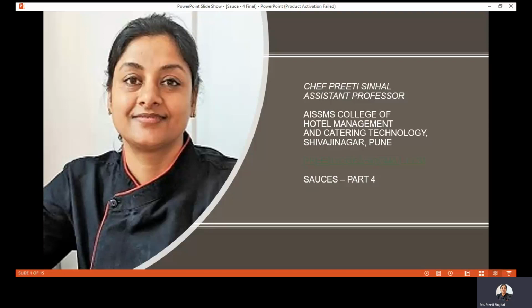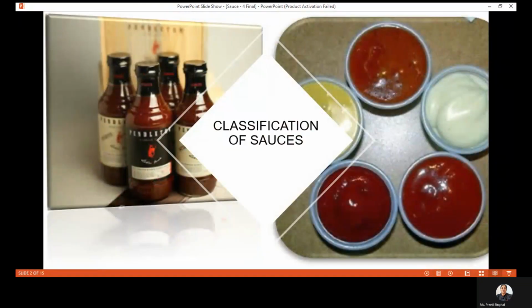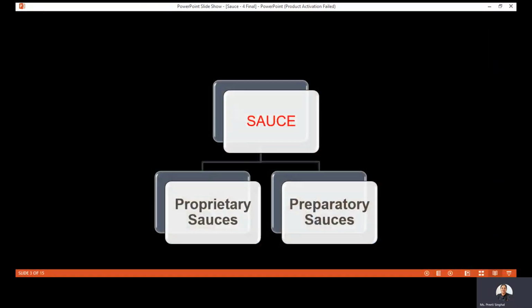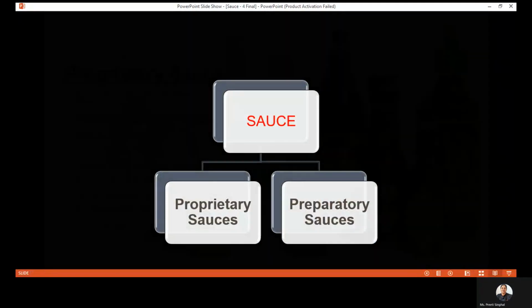This is part 4 of the sauce chapter. In my earlier presentations, I have explained the importance and the components of the sauce. In this part, we are going to talk about the classification of the sauce. The sauce has been classified into two major categories, which are proprietary sauces and preparatory sauces.